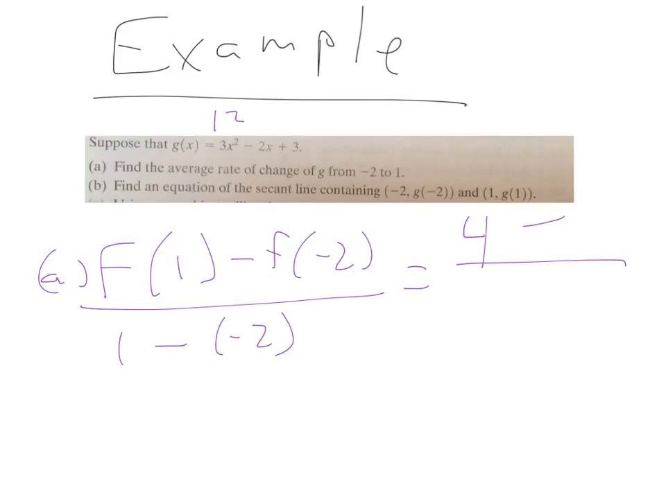Now plug in negative 2 into the middle term. Negative 2 times negative 2 is positive 4, so 12 plus 4, then plus 3. 12 plus 4 is 16, plus 3 is 19. So 4 minus 19, then 1 minus negative 2, which would be positive 3. So that'd be negative 15 over 3, which gives you an average rate of change of negative 5.